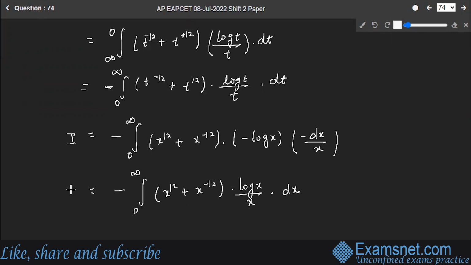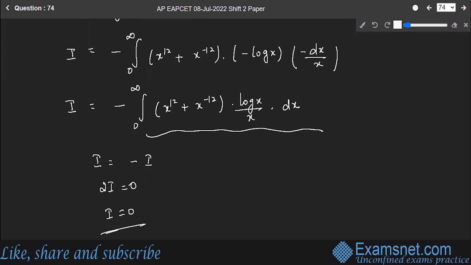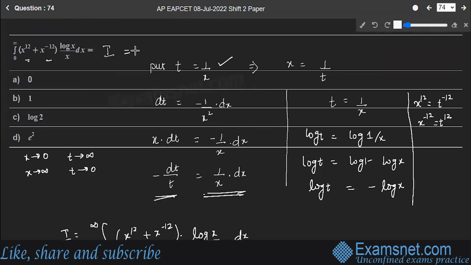This was originally also I, so this becomes I is equal to minus I. This was our original expression which was given to us. This gives you twice I is equal to 0, or I is simply equal to 0. This is what you had to find out in the question. You had to find the value of this expression, and this comes out to be 0. So we have option A as our answer.